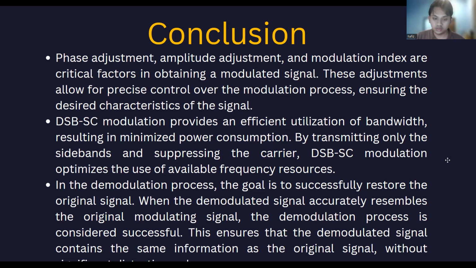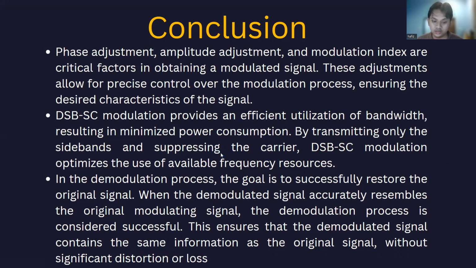In the demodulation, the goal is to successfully restore the original signal from the modulation. When the demodulated signal accurately resembles the original modulating signal, the demodulation process is considered a success. This ensures that the demodulated signal contains the same information as the original signal without significant distortion or loss.